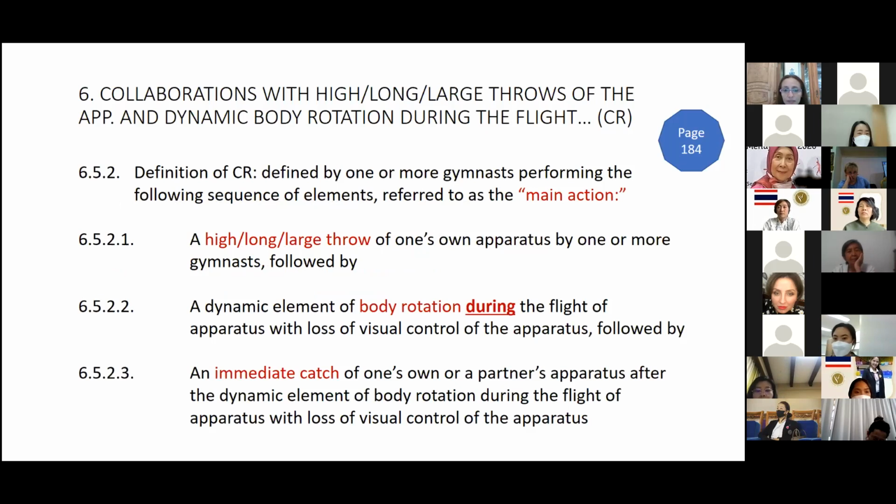The CR is defined by 1 or more gymnasts performing the following sequence of action, which is called the main action. They are doing a high or long or large throw of one's own apparatus by 1 or more gymnasts. So my main action is I'm doing high or long or large throw. Dynamic element of body rotation during the flight of the apparatus with loss of visual control of the apparatus, followed by an immediate catch of one's own apparatus. So I can throw to myself and catch to myself, or from a partner's apparatus after the dynamic element.